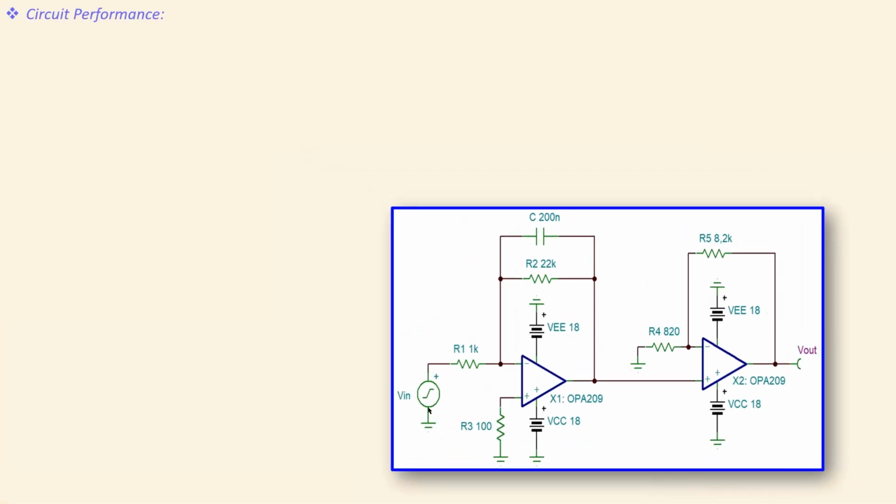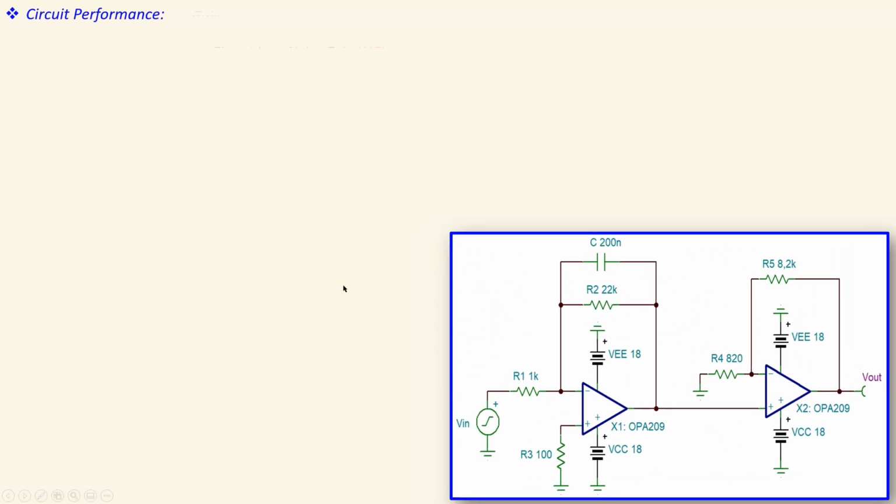So let's next look at the circuit performance. We have of course the gain. We have the closed loop signal gain, which will amplify the signal, and we have also the closed loop noise gain, which will amplify the noise specifically.